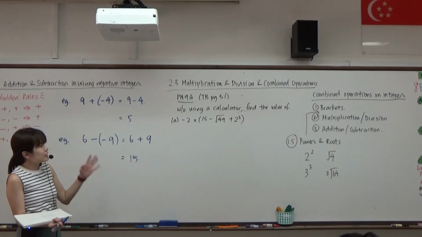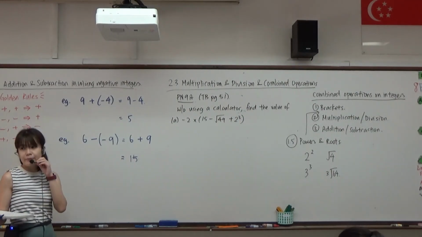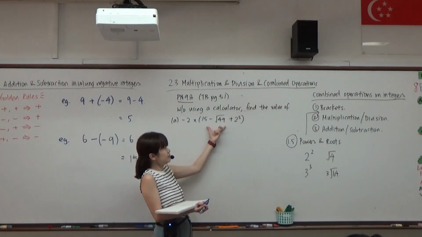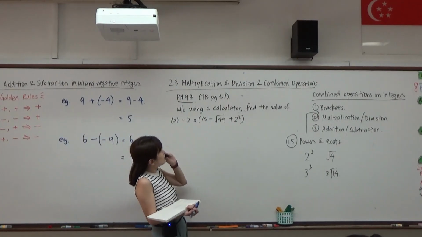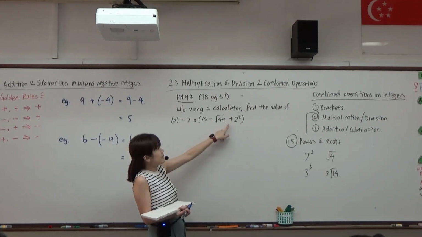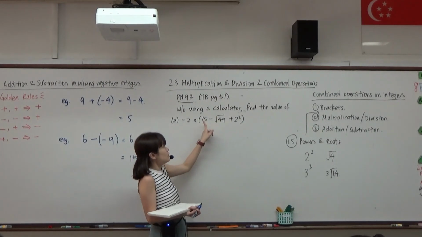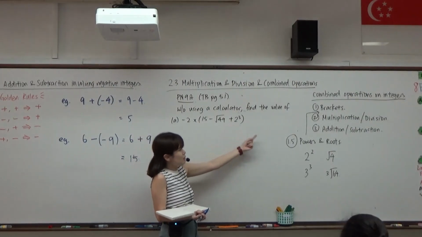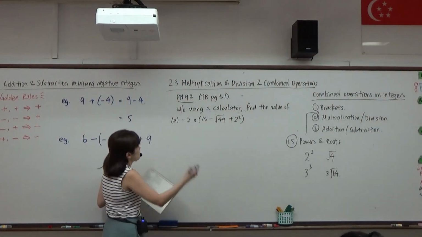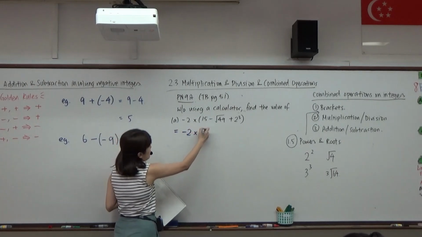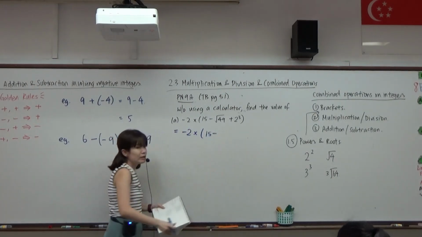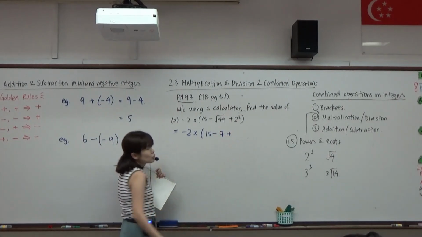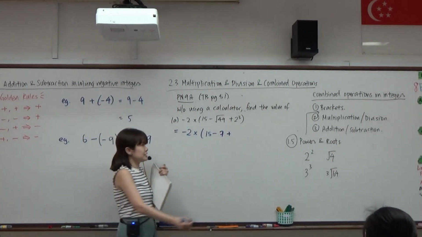So by the order, we want to handle the brackets first. The brackets are over here: 15 minus square root of 49 plus 2 cubed. We need to simplify this. We handle the square root and the powers first. So I will have 15 minus, what is the square root of 49? 7. And 2 cubed is 8.